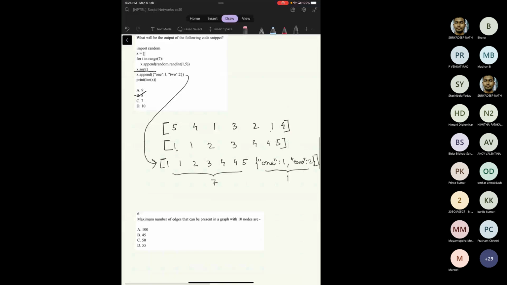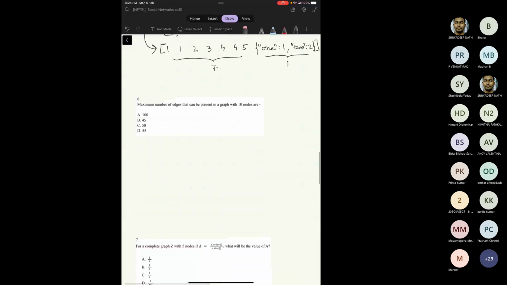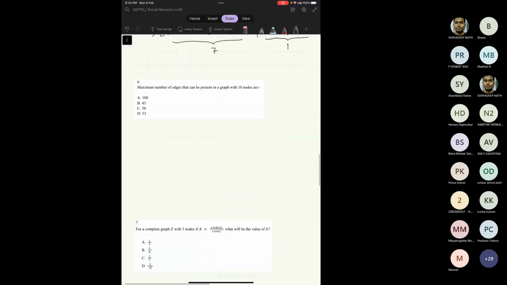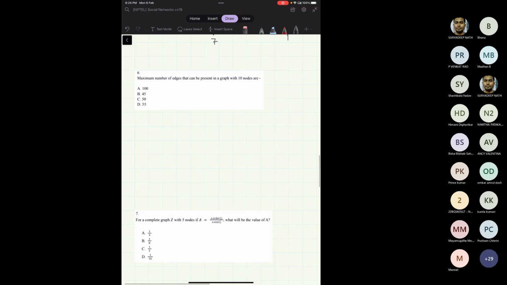Okay. So coming to question number 6. What is the maximum number of edges that can be present in a graph with 10 nodes? So in a graph with 10 nodes, it means that every node is connected to every other node. So let us call any node in the graph Vi.